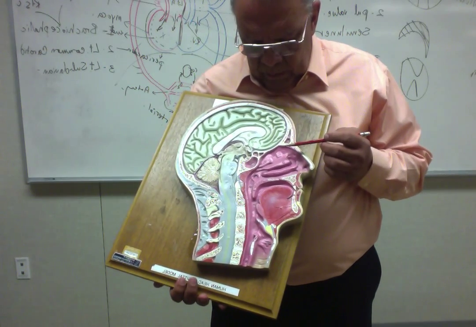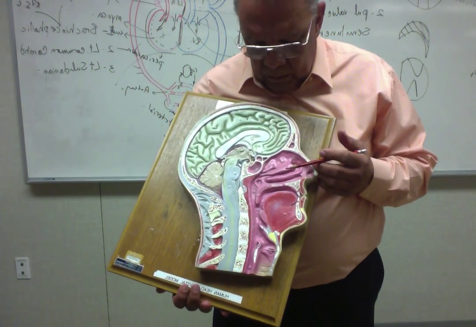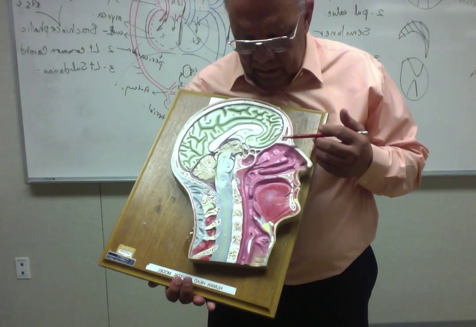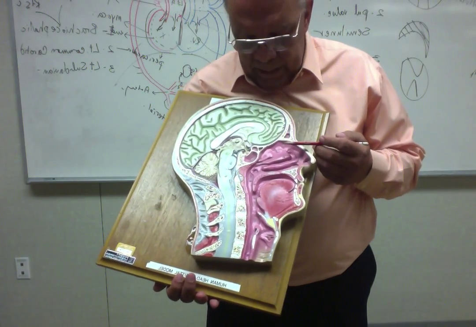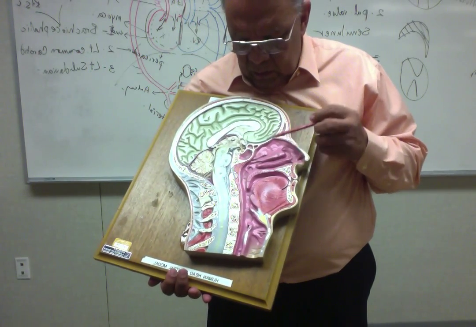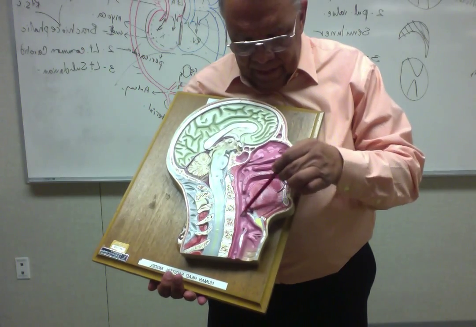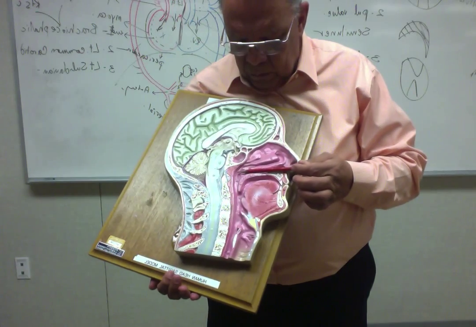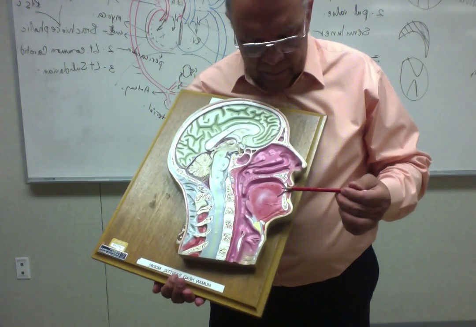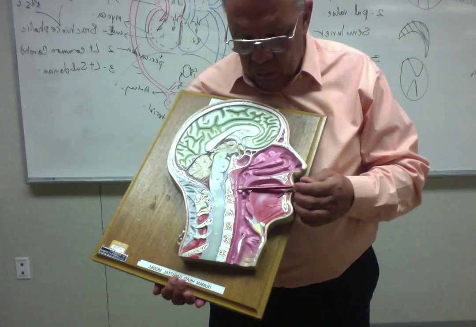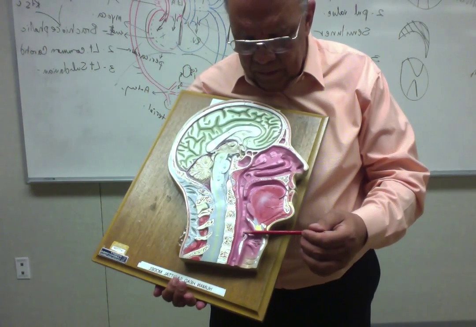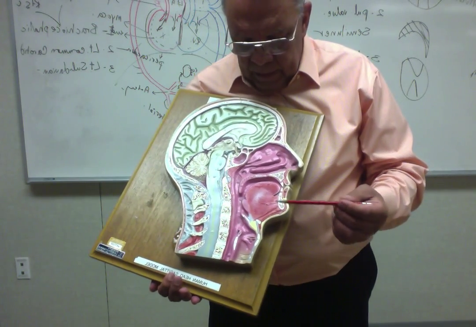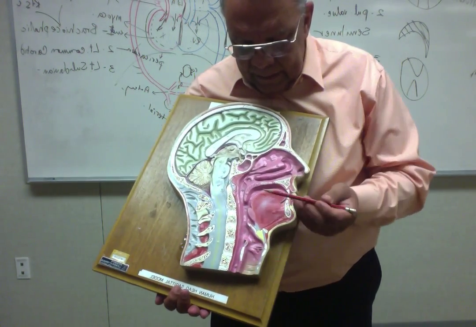They are empty rooms to make the weight of the skull lighter, to give resonance to your voice, and to warm the air you inhale. Next to the nose, we have the pharynx. The pharynx is divided into three parts. The part opposite your nose is called the nasopharynx. The part opposite your mouth is called the oropharynx. The part opposite your larynx is called the laryngopharynx. And then we go to the larynx.